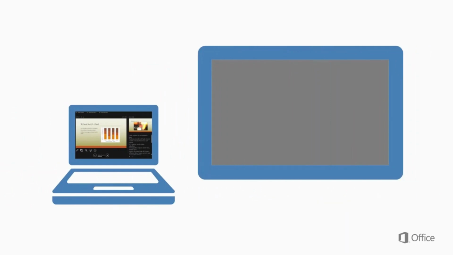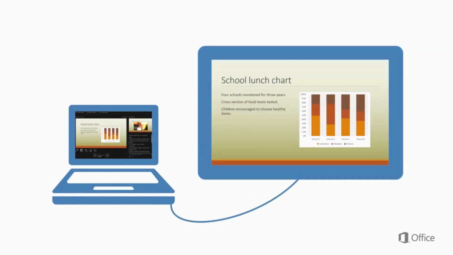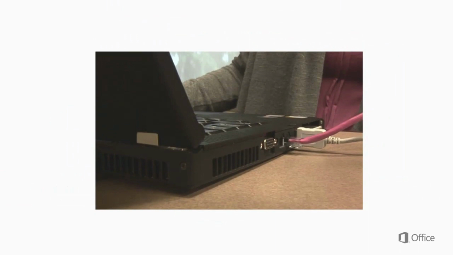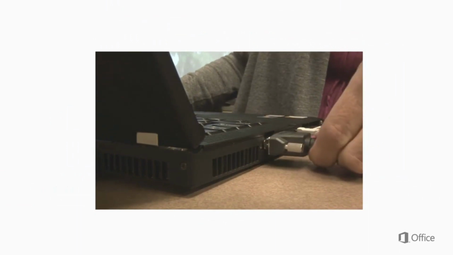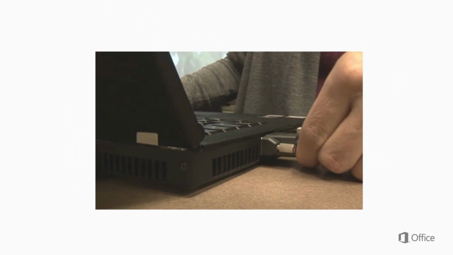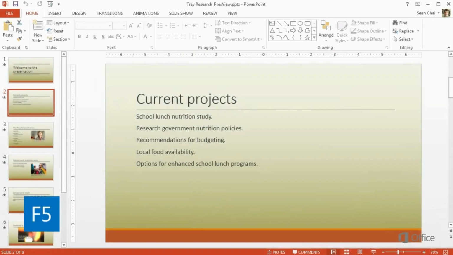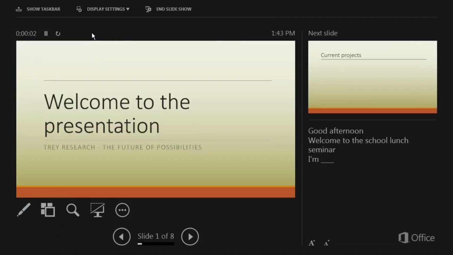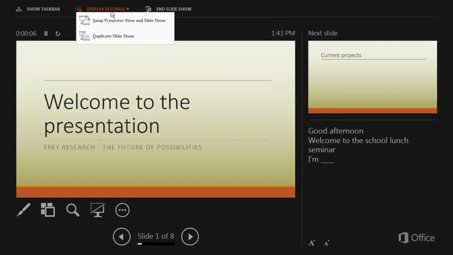Laptops are used by many presenters for both creating and running their shows. Most laptops available today have dual monitor capabilities built in. So when you arrive at the presentation room, all you have to do is plug the presentation projector or monitor into the connector on your laptop, and you're ready to go. Start the show to make sure everything is working. If you want to change which monitor shows Presenter View, click Display Settings, and then click Swap Presenter View and Slideshow.